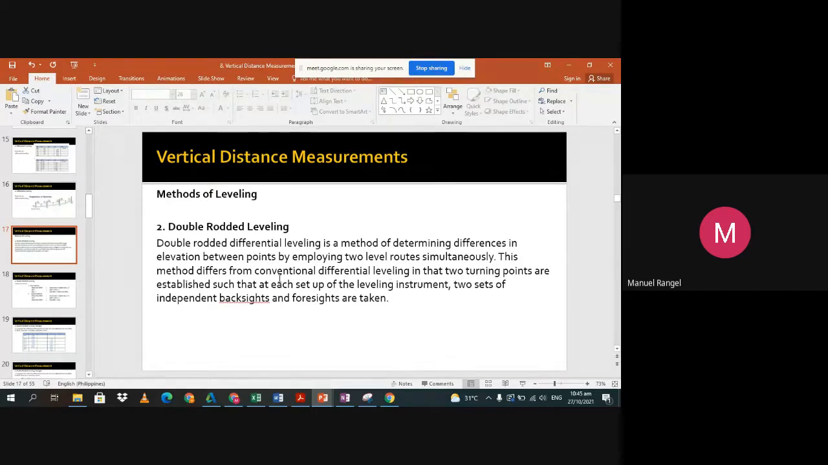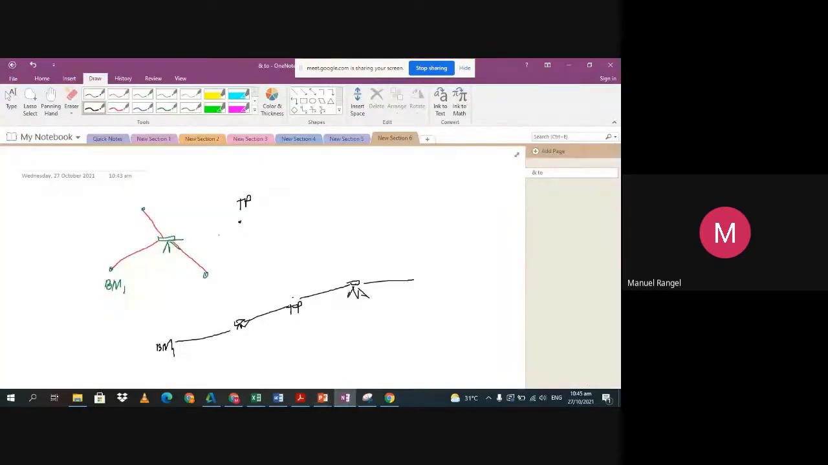So this method differs from conventional differential leveling in that two turning points are established, such that for each setup of the leveling instrument, two sets of independent backsights and foresights are taken. So here the turning points will be TP1A and TP1B.